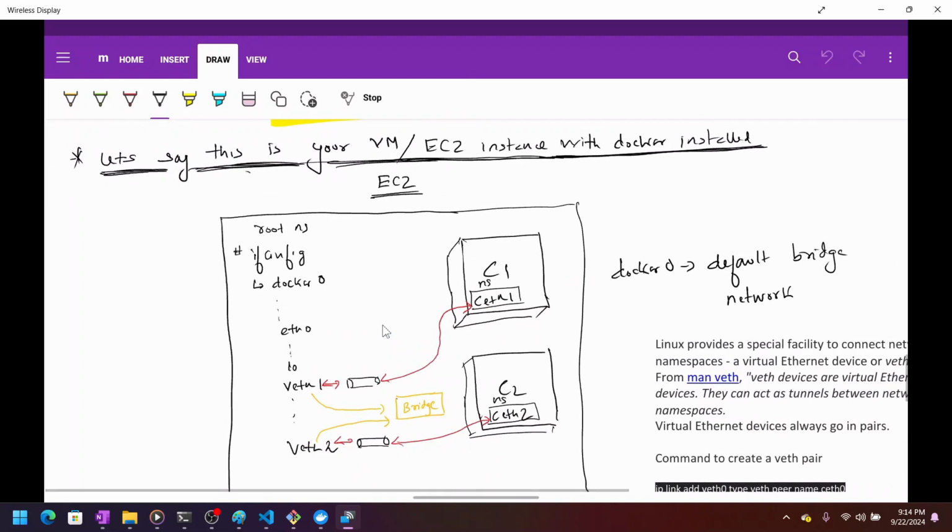So let's say this is your EC2 instance. When you run ifconfig here, you will get docker0. This is what I was talking about. This docker0 is the default bridge network that Docker provides.